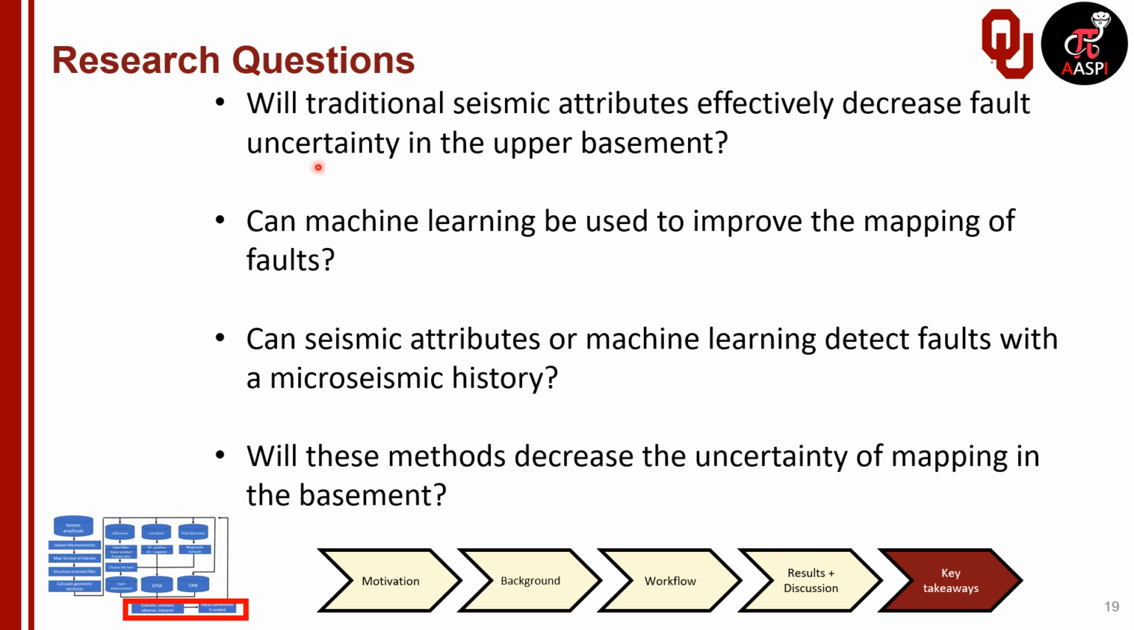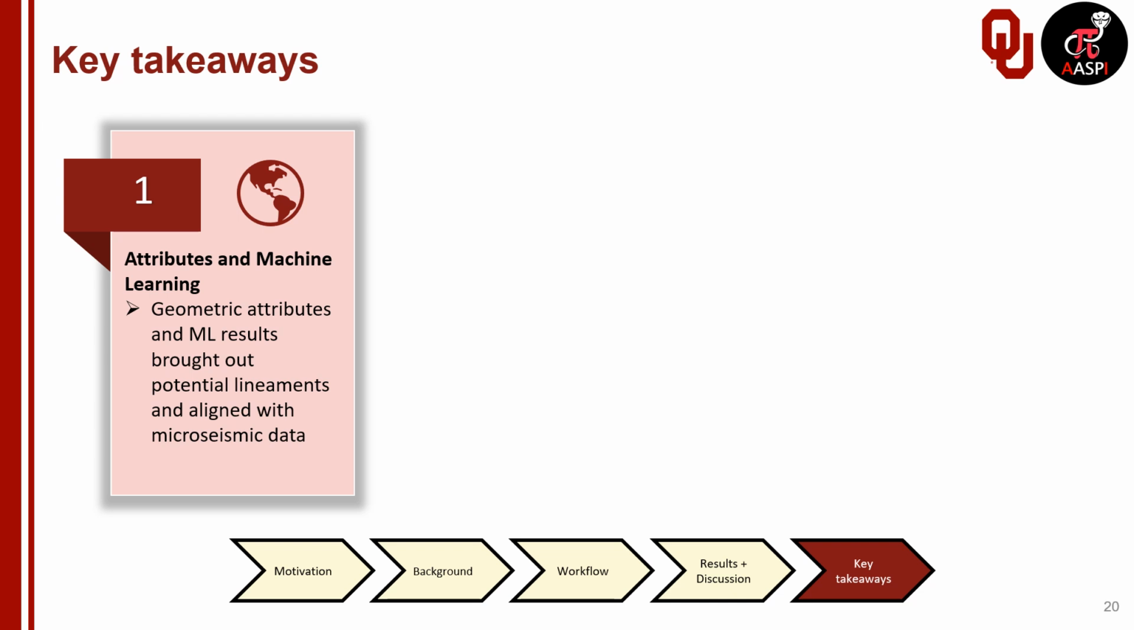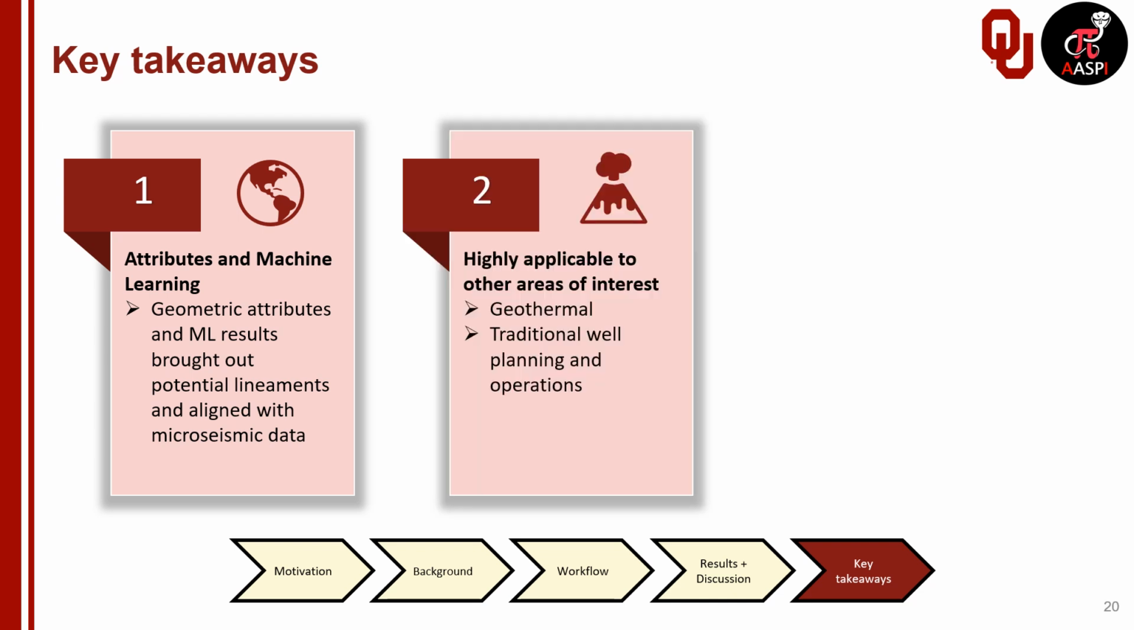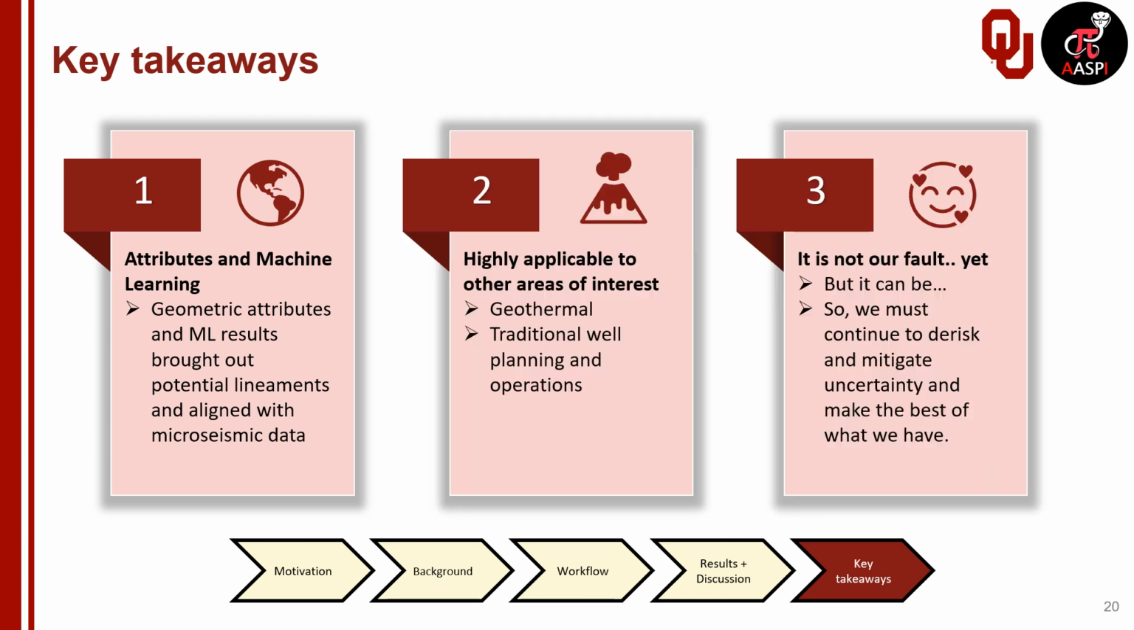Finally, wrapping everything up: most traditional seismic attributes decrease fault uncertainty in the basement. Can machine learning be used to improve mapping faults? Yes. Can seismic attributes and machine learning detect faults seen in microseismic history? Yes, as you saw in the previous slides. Will these methods decrease the uncertainty of mapping faults in basements? Key takeaways: geometric attributes and machine learning are highly applicable to other areas of interest, and it's not that hard yet, but it can be. So we have to continue to do this to mitigate uncertainty and make the best maps.